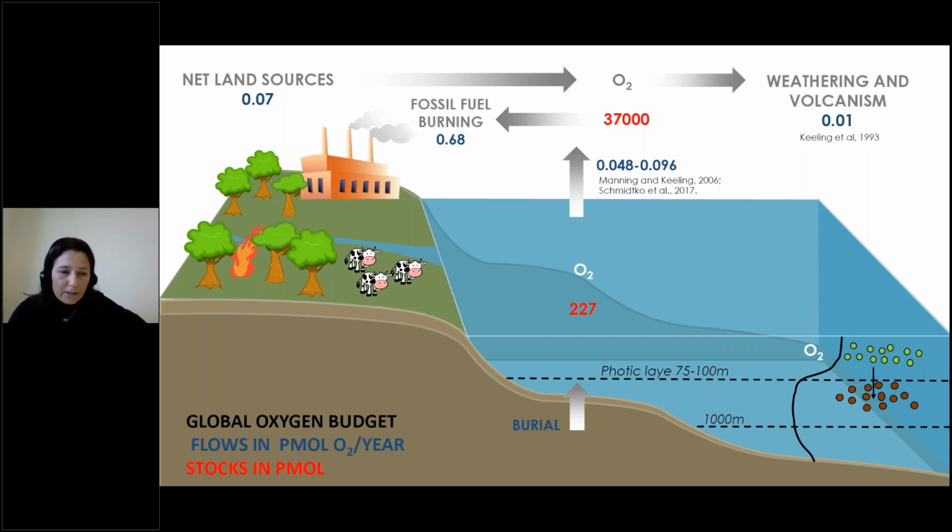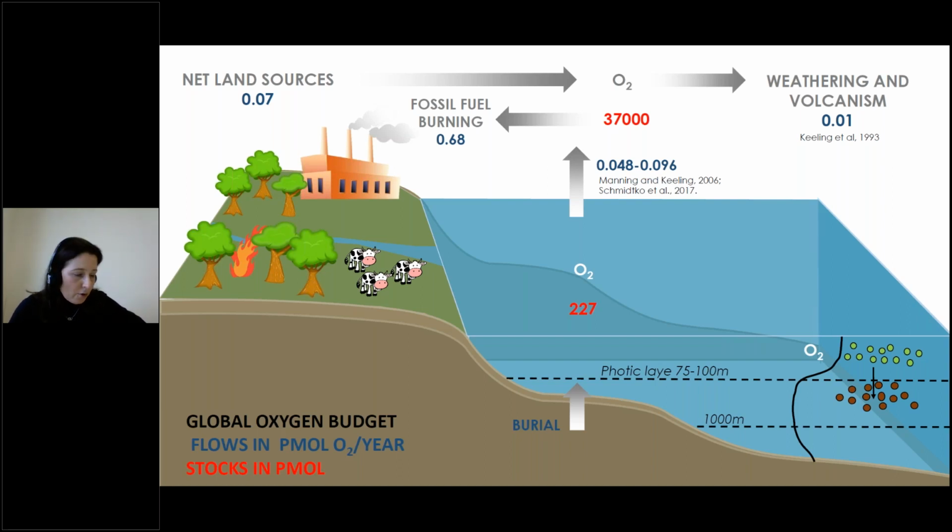So what you can see is that the oxygen inventory of the ocean only represents 0.6% of the oxygen inventory of the atmosphere. And this makes the oxygen content of the ocean very sensitive to changes in its dynamics. So if we look at the processes that affect the oxygen inventory of the atmosphere, we see that oxygen will decrease due, of course, to fossil fuel burning mainly, but also due to volcanism and weathering processes.